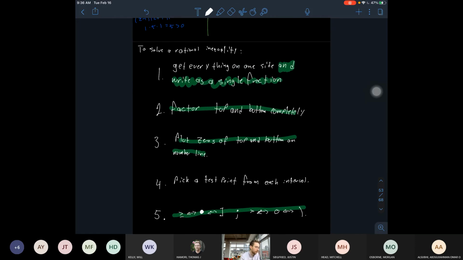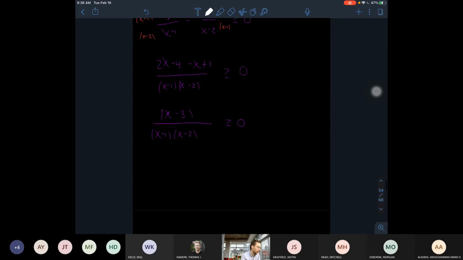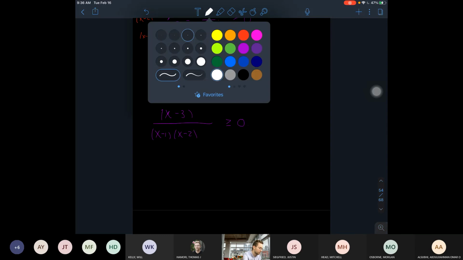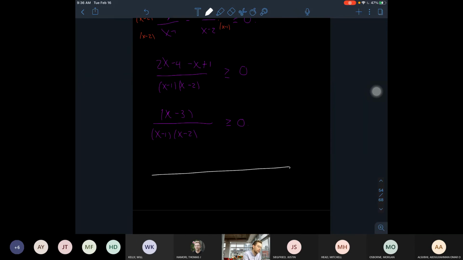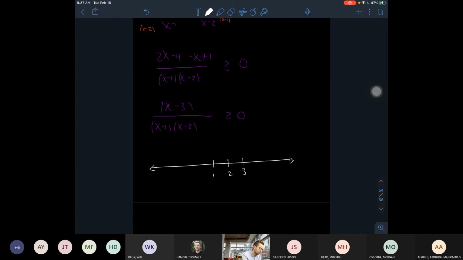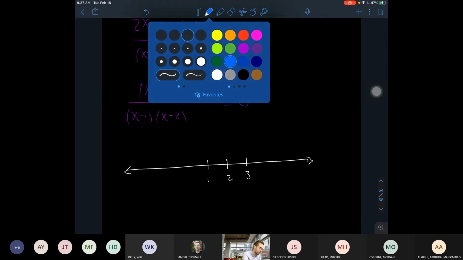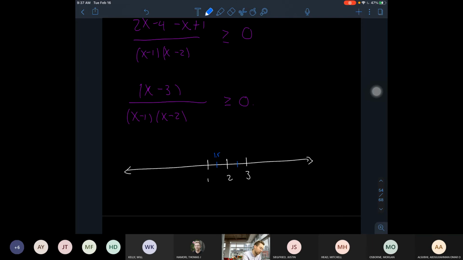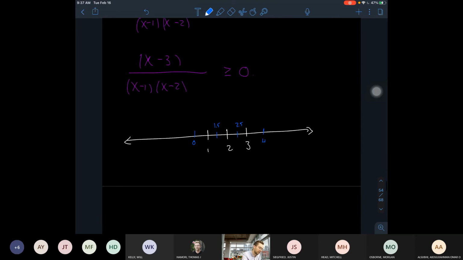Okay, so I've gotten everything on one side and written it as a single fraction, and then I factored the top and bottom completely. So the next thing that I'm going to do is plot the zeros of the top and the bottom on a number line, and then I'm going to pick a test point from each interval and check whether the inequality is true at each of those intervals. Okay, so we draw our number line. On here, I'm going to put basically just 1, 2, and 3, right? And I'm going to pick a test point from each of these. So I'm going to pick something like, I don't know, 1.5, 2.5, 4, and 0. Those are going to be my test points.